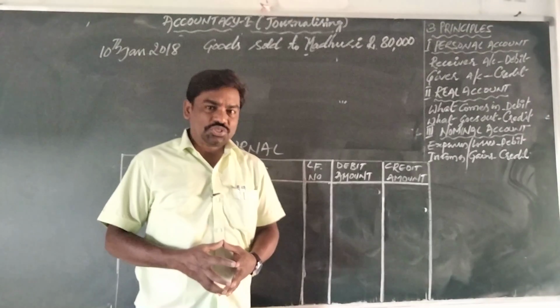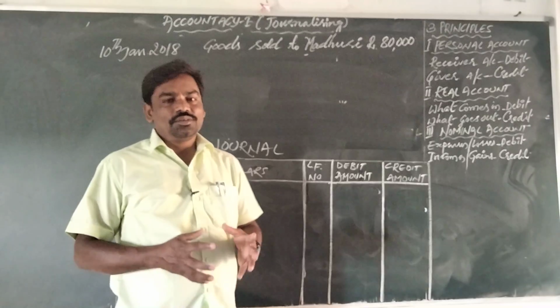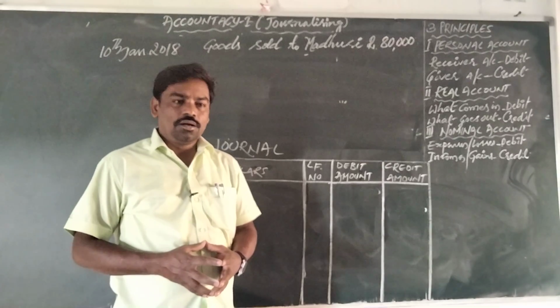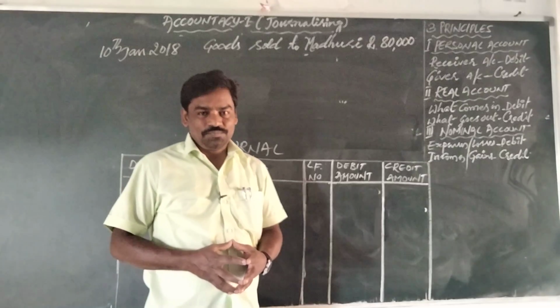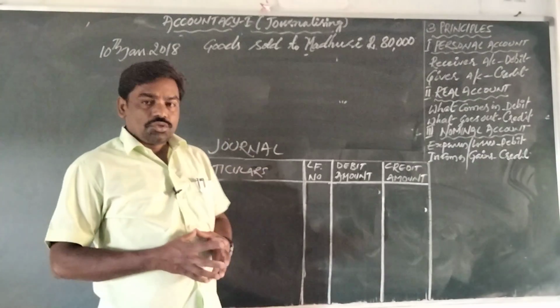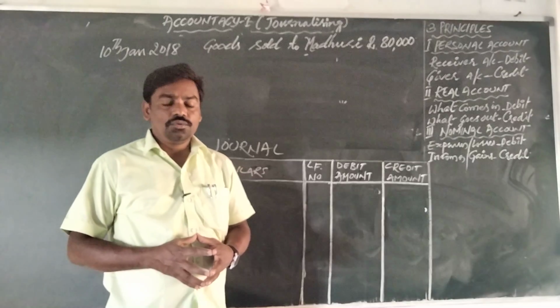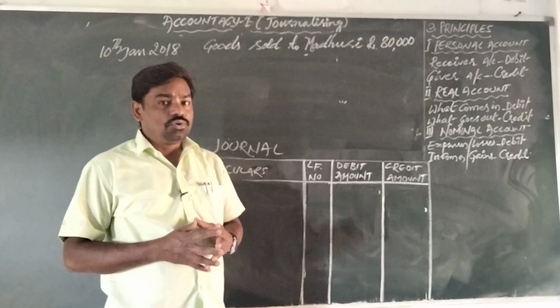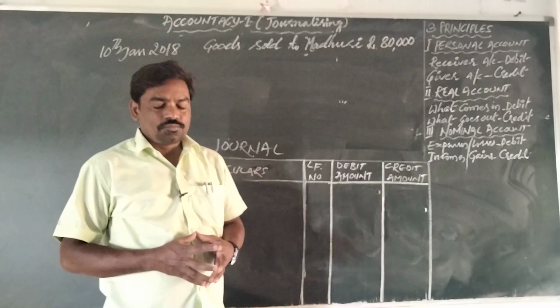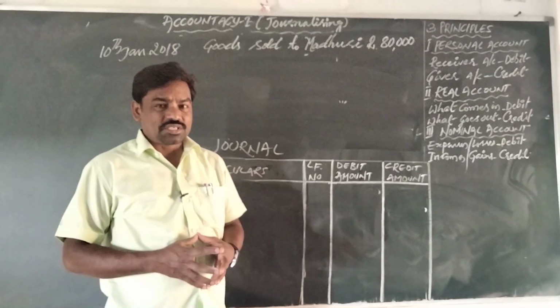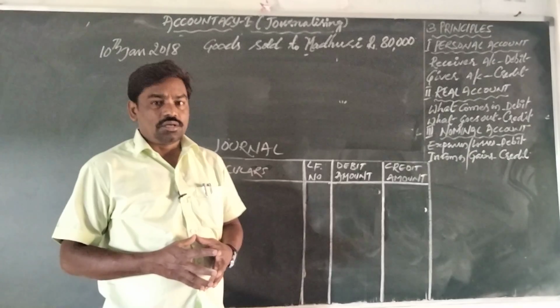Today I am going to teach you CEC first year accountancy topic, journalizing accounting transactions in the journal. Students, you already know that there are three types of accounts and they have their own principles. And what are the three accounts? First one, personal account. Second one, real account.